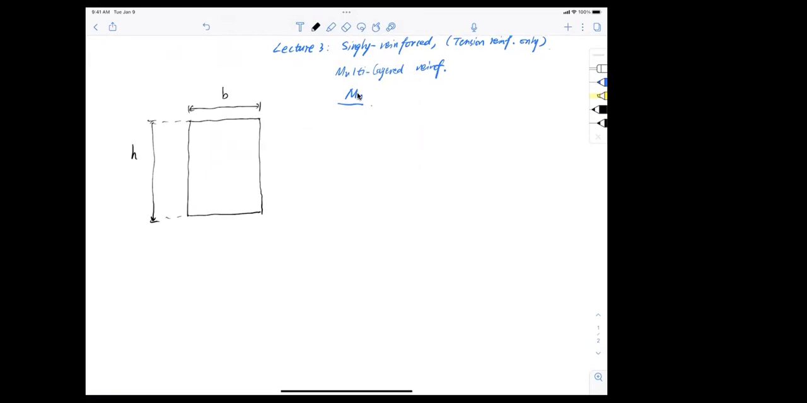Instead of 1 layer of reinforcement, now I have 2. And to make things simple, I have 4 number 9 bars distributed just like this. They're all number 9 bars. So 4 number 9 bars.